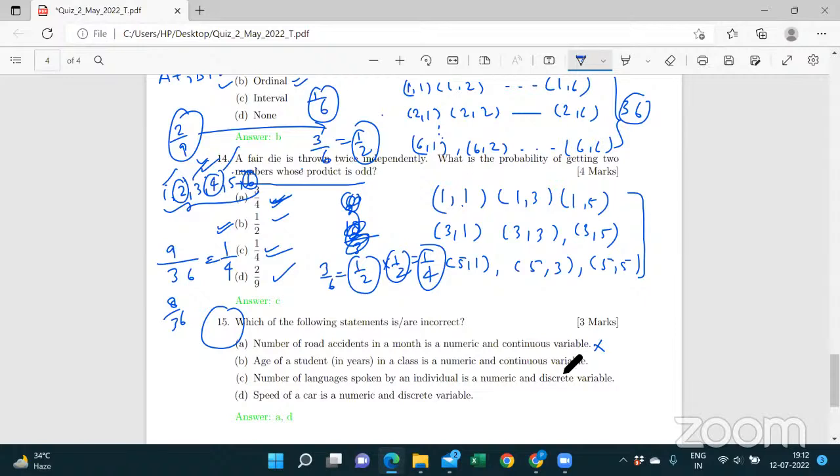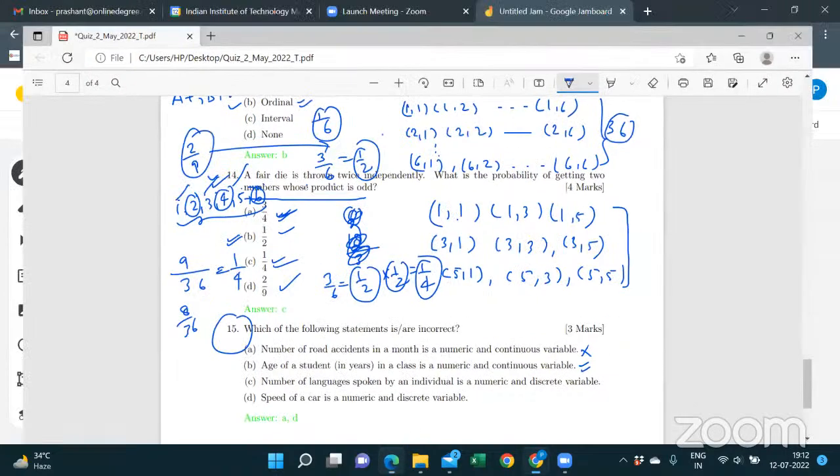Now, the age of a student in years in a class is numeric and continuous. So how is this correct? Age in years is always discrete, no? Because it is written in years. We can say 2 years, 2 months also, but then it is 2.2 like that. It is written that the age is in years.